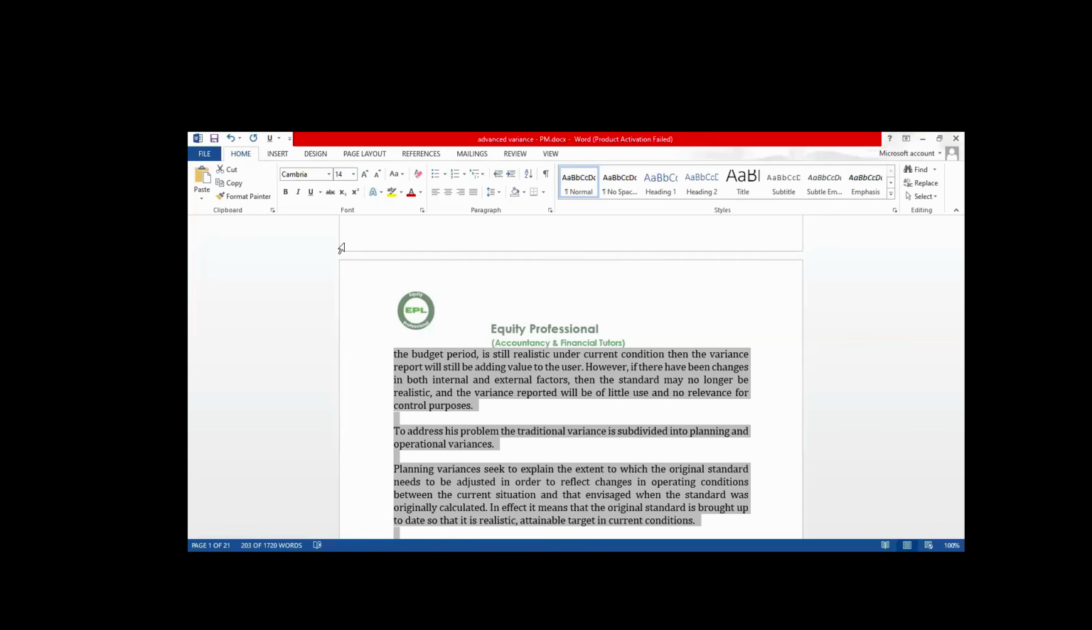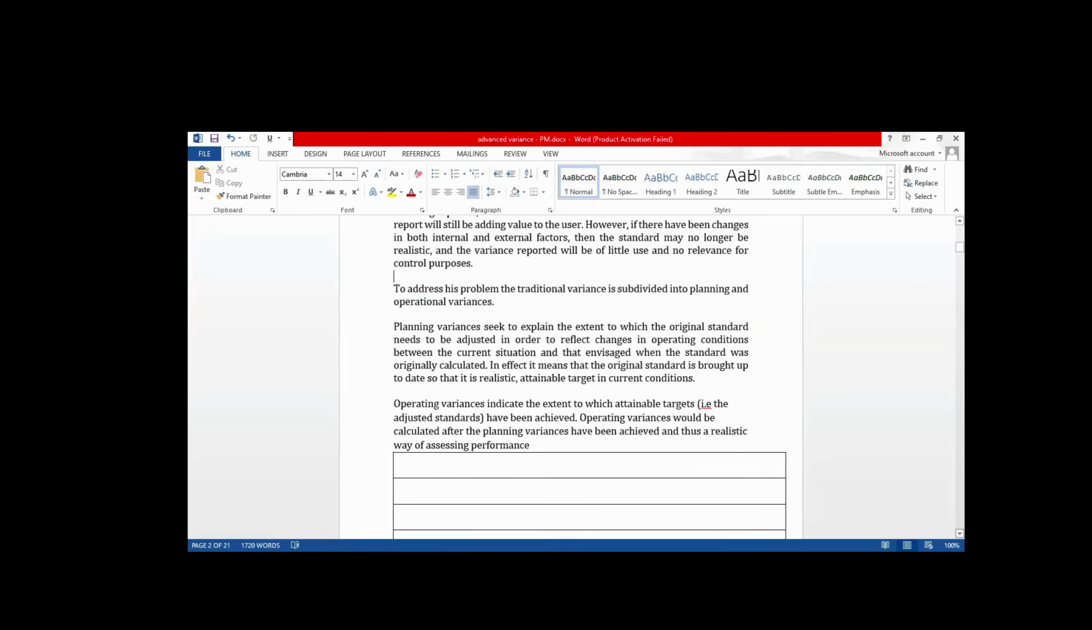We discussed this yesterday. We looked at the cost variances and the sales variances. Then we solved 2 questions yesterday. Tonight, we are going to advance in knowledge.